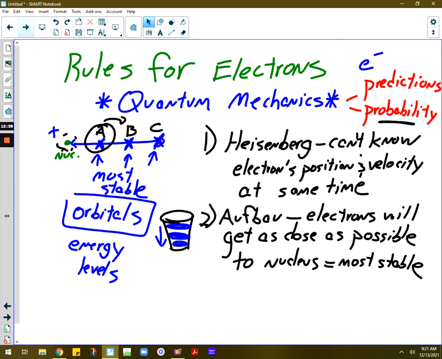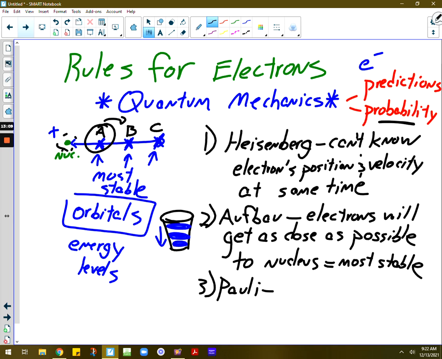The third one was the Pauli exclusion principle. What Pauli said is that no two electrons can occupy the same region of space and have the same velocity in an atom at the same time. Just like two people can't occupy the same space at the same time. If you try and walk through somebody, it doesn't work, right? You all bump and fall down. Same thing with the electrons.